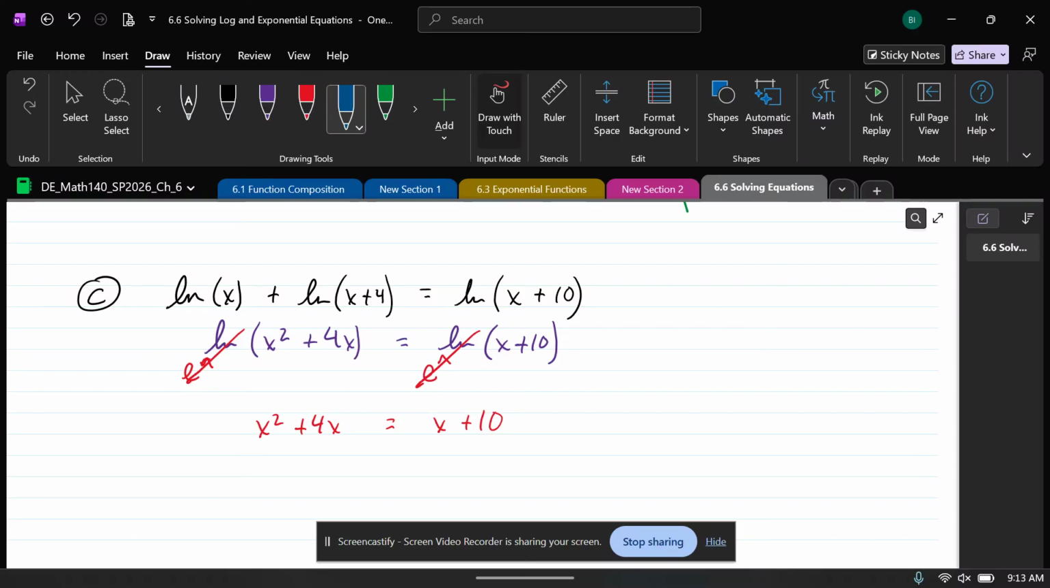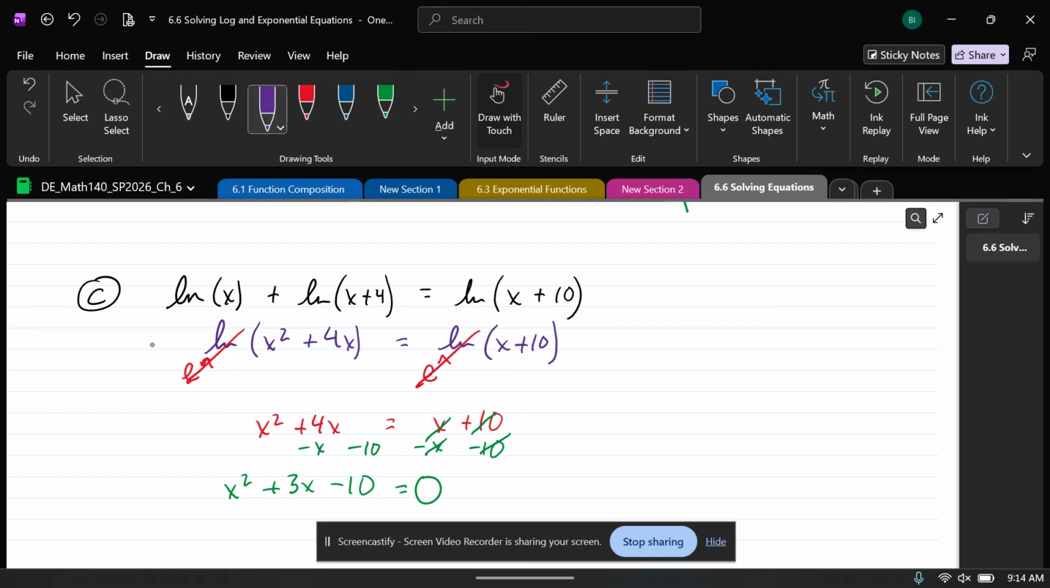And then, what do we do next? Because we're trying to get it equal to what? 0. Anytime we got x squared or x cubed or something like that, we want to get it equal to 0. So we're going to subtract x, subtract 10. That's going to cancel out everything over there. There's my equals 0. And I've got x squared plus 3x minus 10 equal to 0. We've got a nice quadratic there. I hope it factors. I'm not sure.